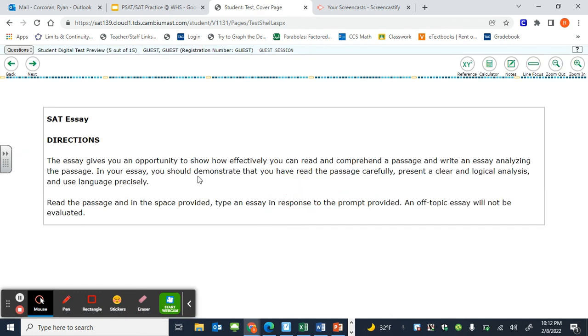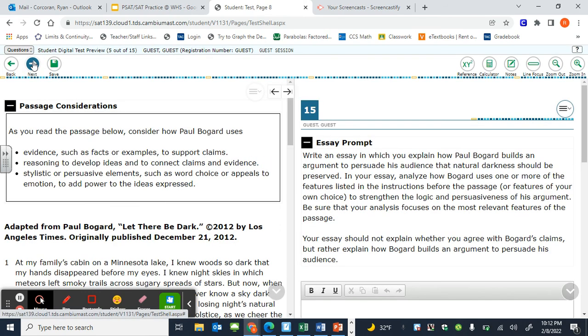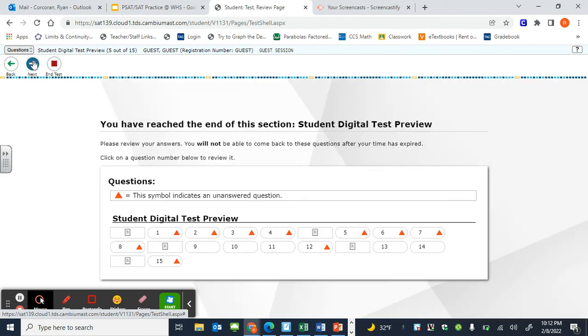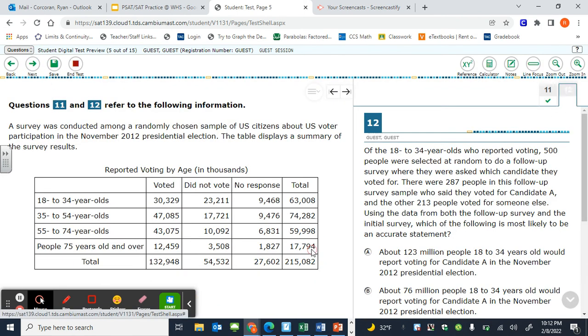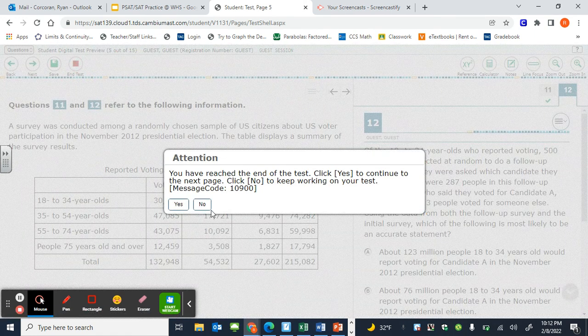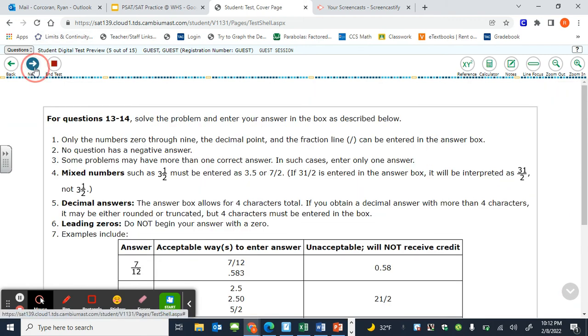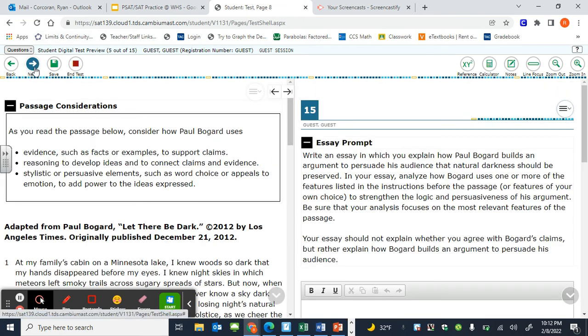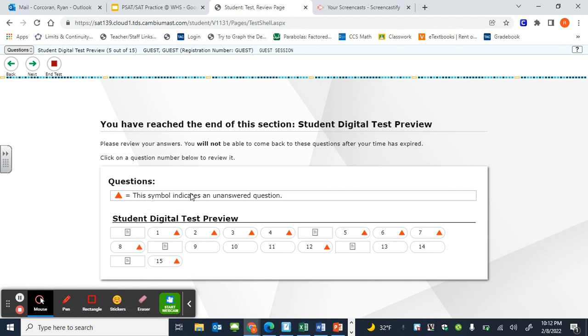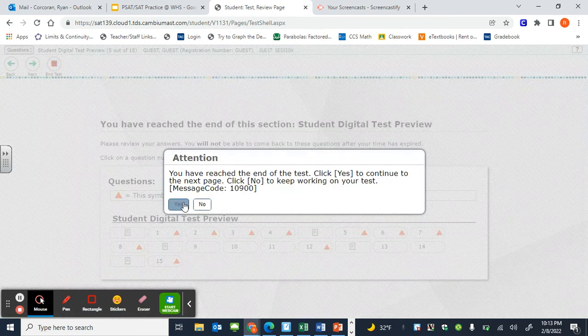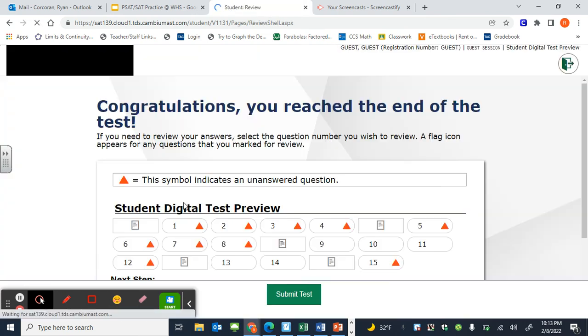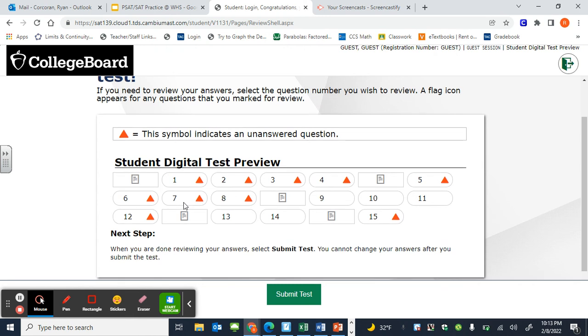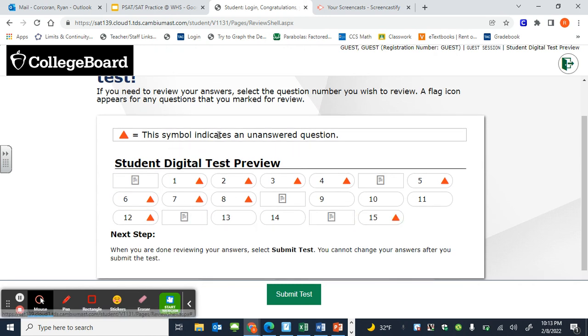Hit next. There's an essay portion. I don't know about the essay portion. Sorry, I'm going to go through these again and look at the last part. Oh, so it just indicates an unanswered question. And then we hit end test. I'm not sure it's going to score it. So yeah, anywhere here you see this symbol, it just indicates an unanswered question.